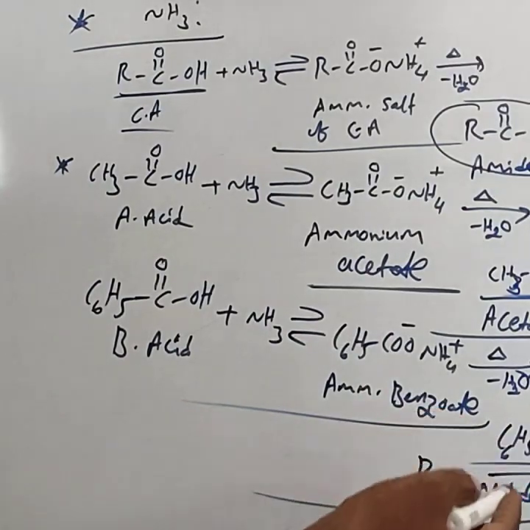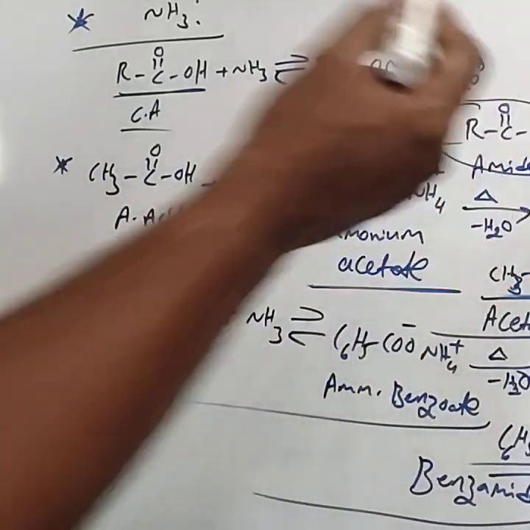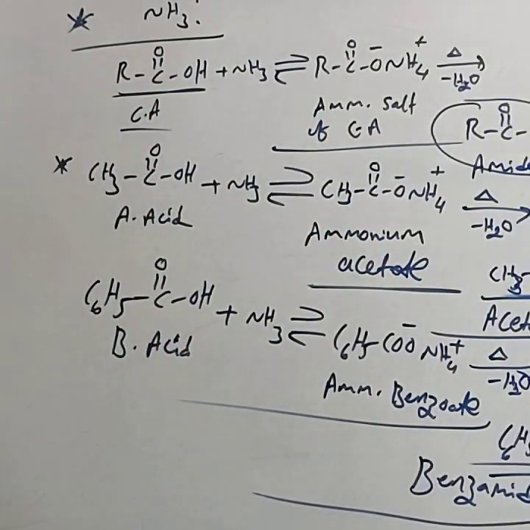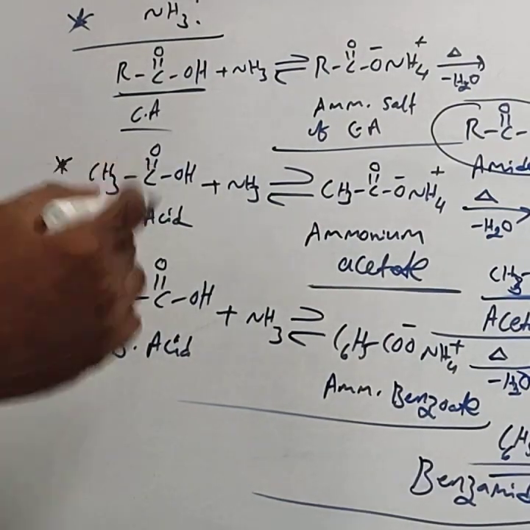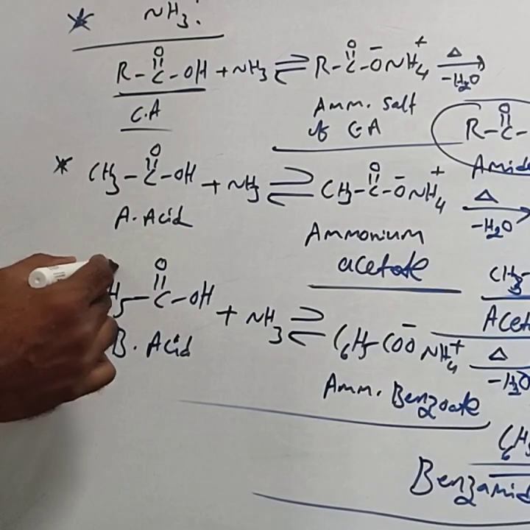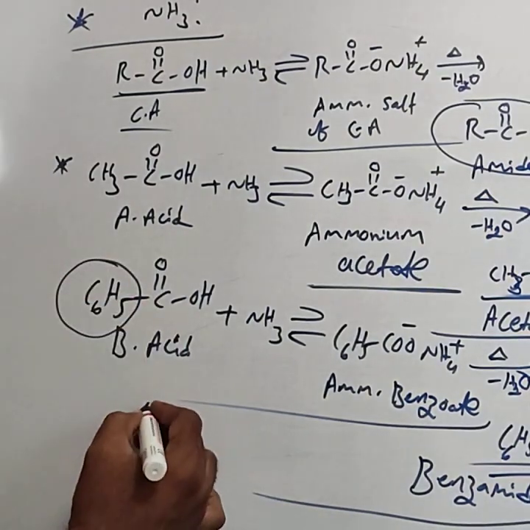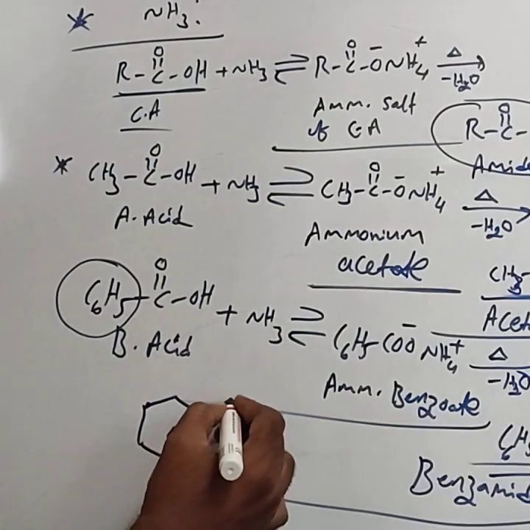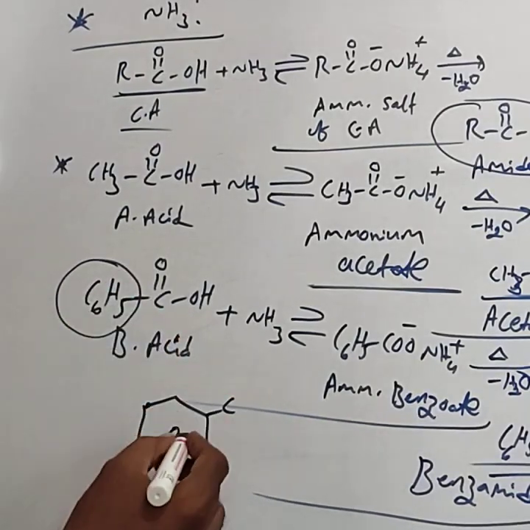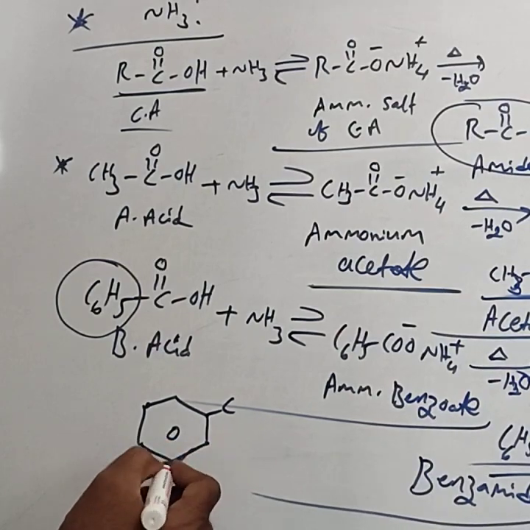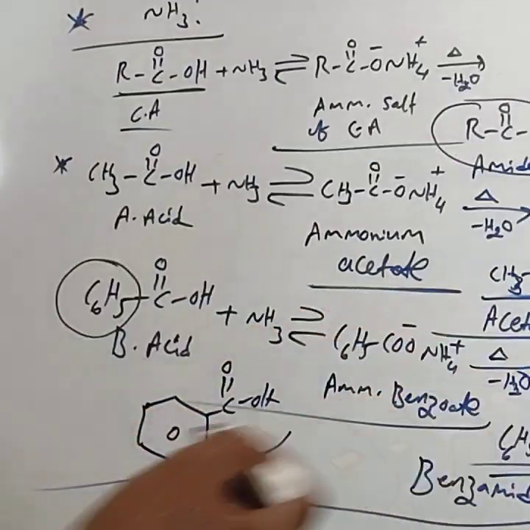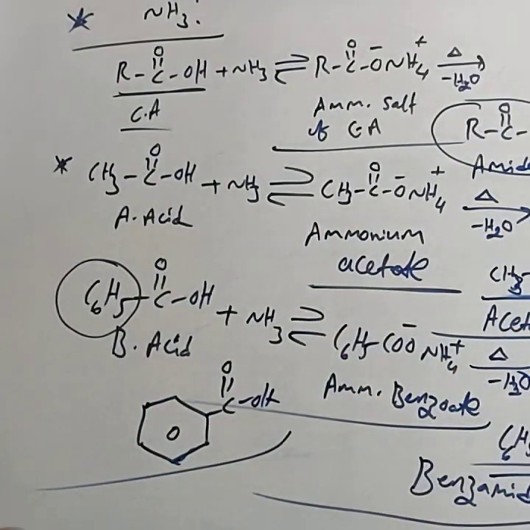You have to be familiar with the acetamide and benzamide formulas. This is the reaction of ammonia with acetic acid and benzoic acid. In the annual exam, instead of C6H5, they can give the benzene structure, the hexagon benzene ring, with COOH. This is the same. You can write the same structure. Benzamide is the product formed.